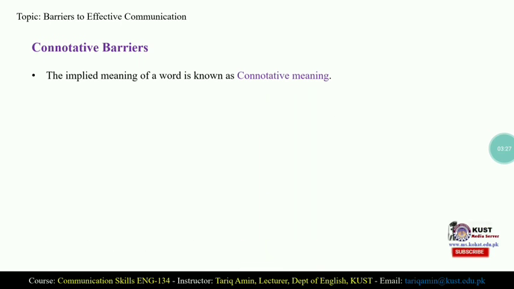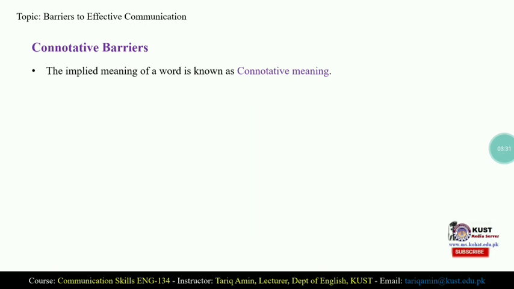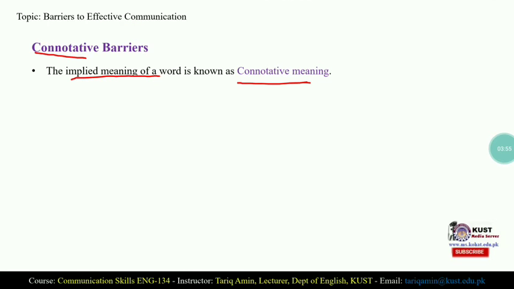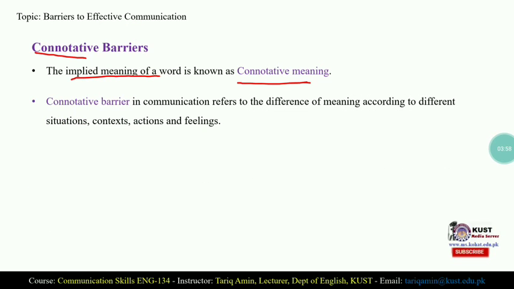The second type is connotative barriers. One is denotative meaning, the other one is connotative meaning. Now, the word connotative is from connotation. Connotation means the implied meaning of a word. We can say it is the contextual meaning or the applied meaning of a word. It is not the dictionary meaning of a word. It is not the direct meaning of a word. Rather, it is the applied meaning of a word.